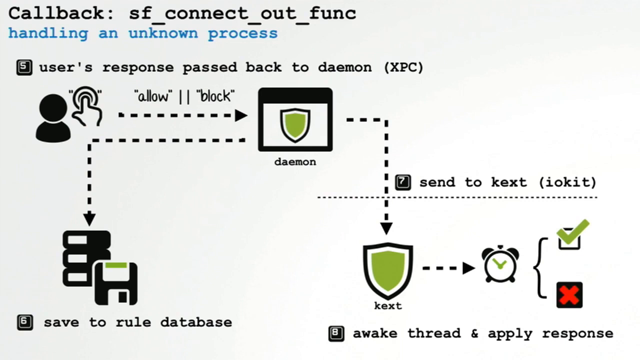And what we do is we wait until they interact with this alert. Once they've clicked either allow or block, this response is first sent back to the daemon. The daemon then updates the rule database and then propagates this response back into the kernel via an IO-kit interface. The kernel extension wakes up the thread that it had previously put asleep and then applies the action that the user specified, either allowing or blocking the connection.